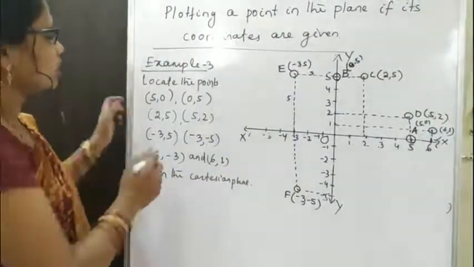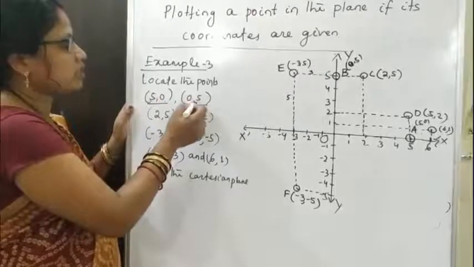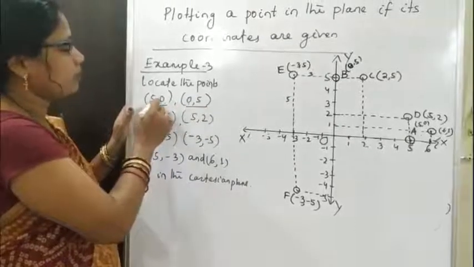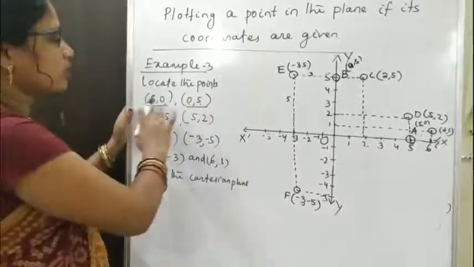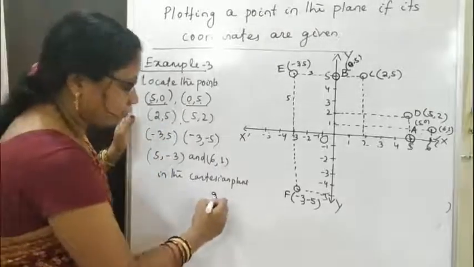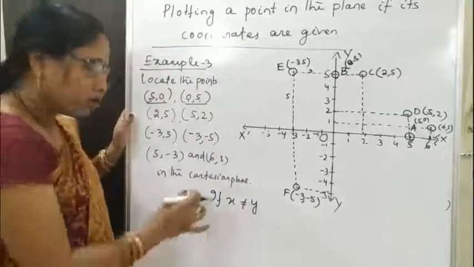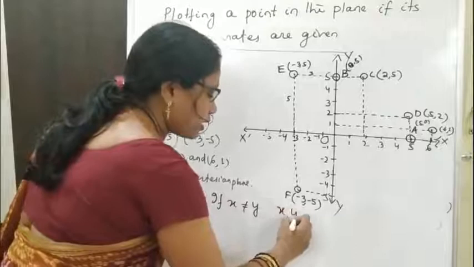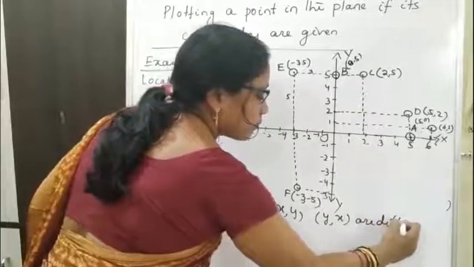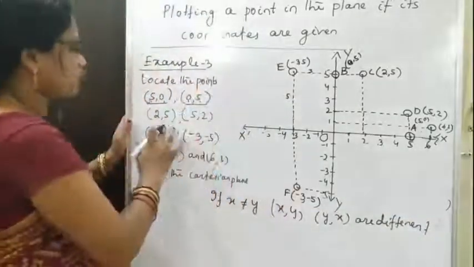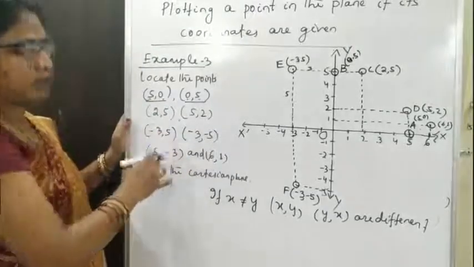So here observe one thing, (5, 0) and (0, 5). The x coordinate and y coordinate have interchanged. The x coordinate is here 5, here the y coordinate is 5. Here the y coordinate is 0, here the x coordinate is 0. But these are different points. So if x is the x coordinate and y is the y coordinate, and x is not equal to y, then the points (x, y) and (y, x) are different. So from this we observe that point (2, 5) is not equal to (5, 2). (-3, 5) is not equal to (5, -3). So like this.